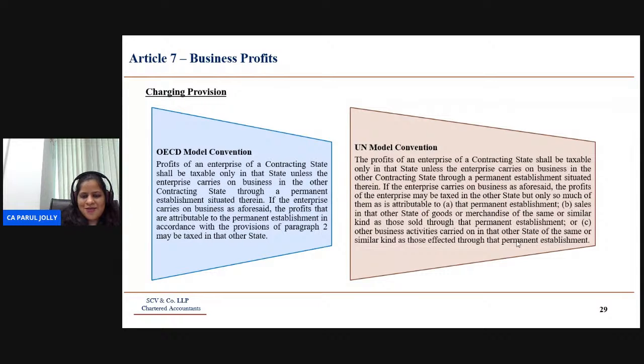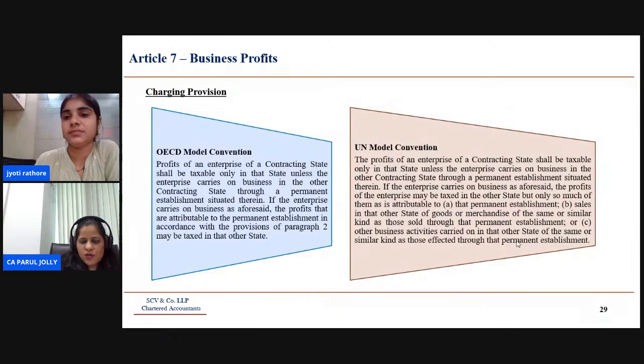However, the UN model has this concept of force of attraction, which states that not only the profits which are attributable to that permanent establishment, but any other sale in that other state of goods or merchandise of the same or similar nature as those sold through that permanent establishment, the profits attributable to that activity will also get taxed. It further says that if there is any other business activity which is carried on in that other state of the same or similar kind as those effected through that permanent establishment, the profits from that activity also get taxed in the other jurisdiction.